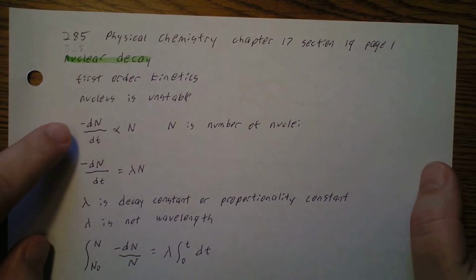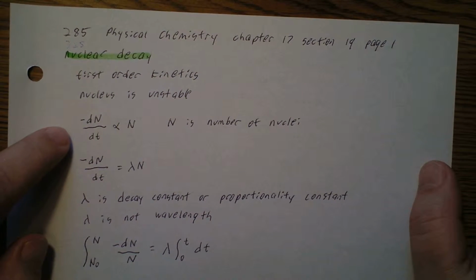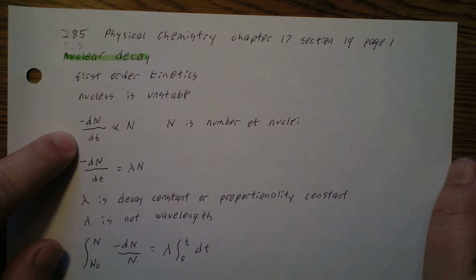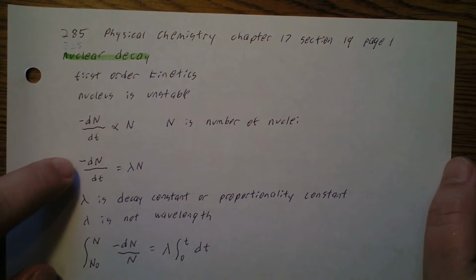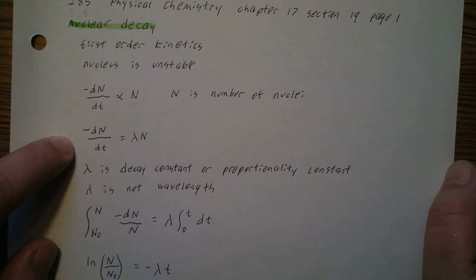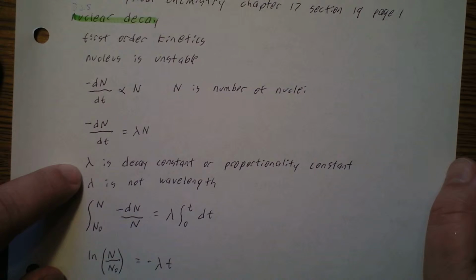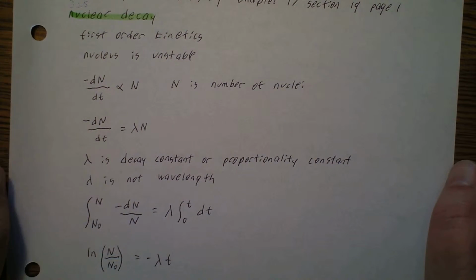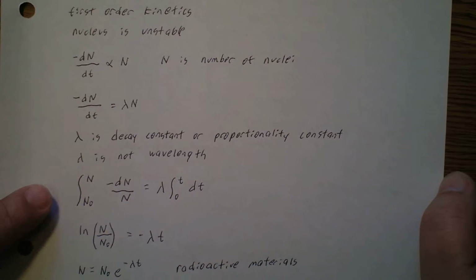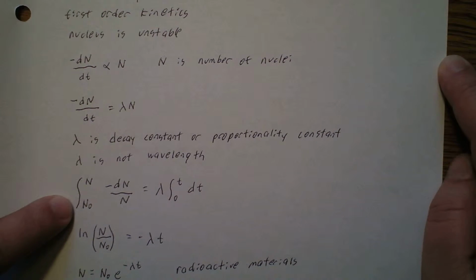Now we're going to have minus the derivative of N with respect to time is proportional to N, where N is the number of nuclei. So minus the derivative of the number of nuclei with respect to time is going to be equal to lambda times N. Lambda is this decay constant or proportionality constant. Lambda is not wavelength.